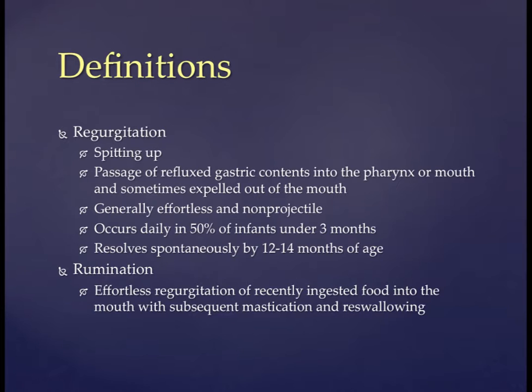It occurs daily in 50% of our infants under 3 months, so it's very common in our young infant population. And a lot of times parents think that spitting up is gastroesophageal reflux disease, when that's in fact not true. It will resolve spontaneously by 12 to 14 months of age, so this is a very normal process, especially in our young infants. Rumination is similar to regurgitation, except it is when the food comes up into the mouth, there's subsequent mastication or chewing, and then re-swallowing. So this is also a normal process.